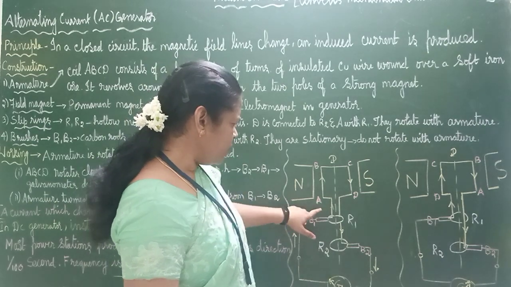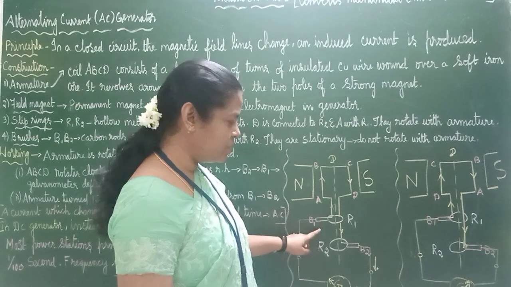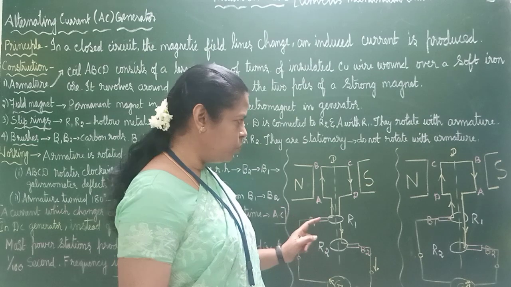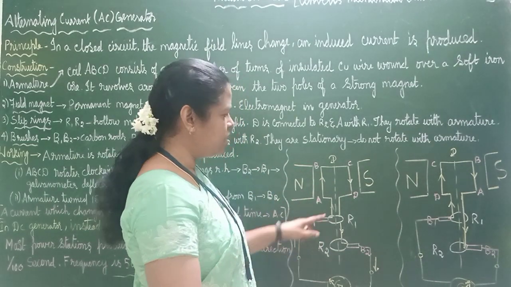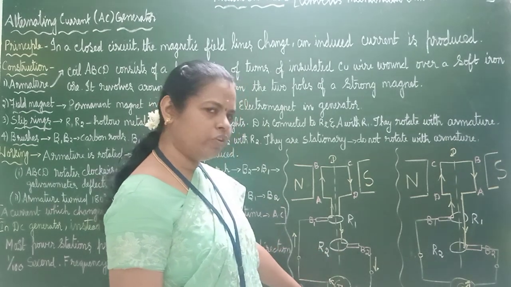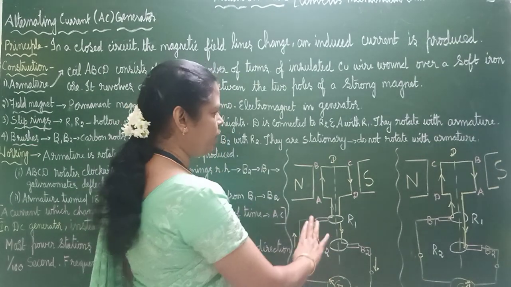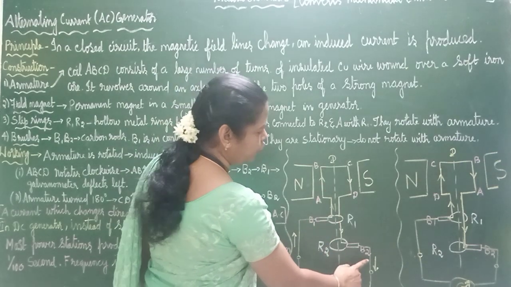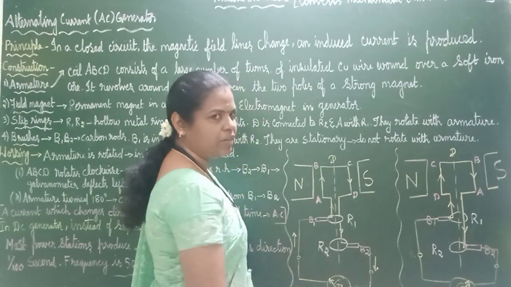Now, this is R1 and this is R2. Two rings are there. Two brushes also, B1 and B2. Brushes are stationary. They will not move, but A, B, C, D will move with the armature. R1 and R2 also will move, and these two are terminals and the galvanometer is fixed here. So when AB will go up and CD will come down, the current will flow from B2 to B1 and the galvanometer deflection will be towards left.